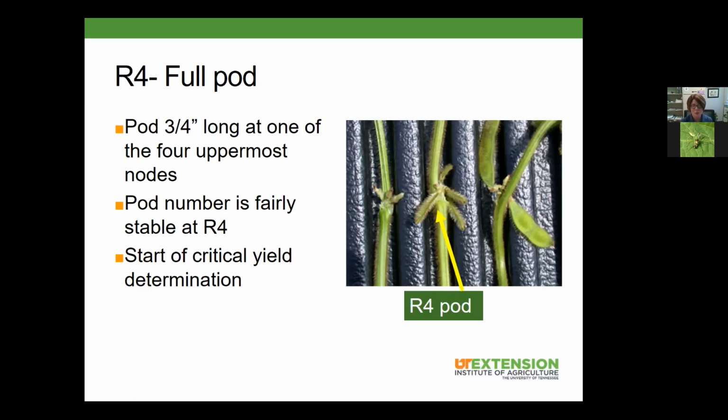The good thing is, when pods make it through R3 to R4, when a pod is at R4, it's pretty stable. Most people consider that the soybean plant is going to keep that pod, and it may only put 1 seed in it if it doesn't have enough water. But R4 pods are pretty stable. The plant's going to do its best to try to put something in that pod.